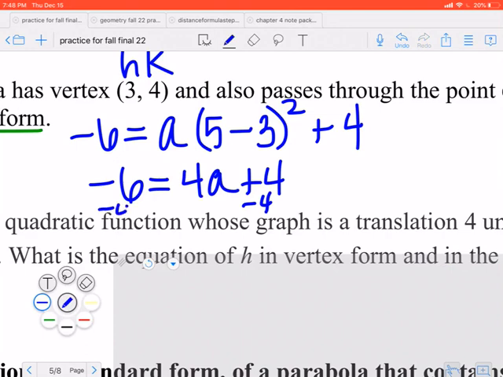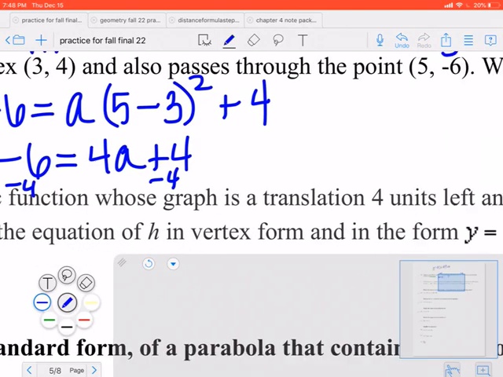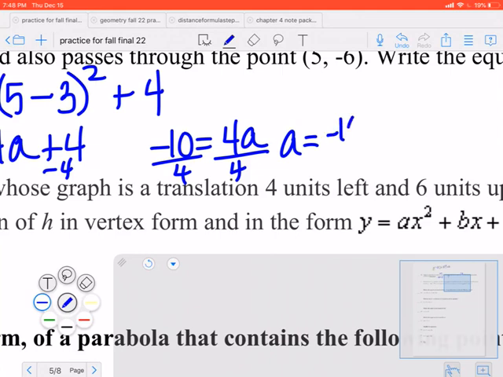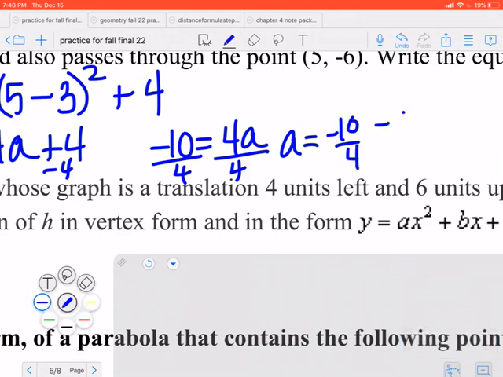I'm going to subtract 4. Negative 10 is equal to 4a. Divide by 4. A is negative 10 fourths. But of course we can reduce that to negative 5 halves.